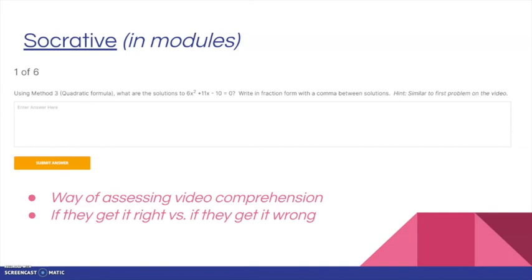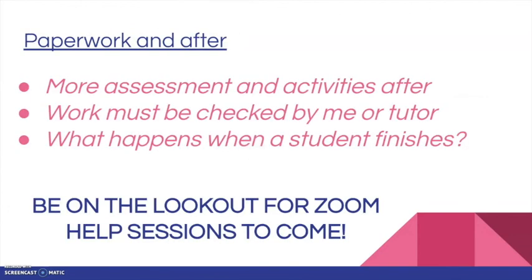If they get it right, they just keep moving, and if they get it wrong, they have to raise their hand and talk to me about why they got it wrong and how they can get it right next time. If they do that, I sign it and they still get full credit. And then finally, they have some paperwork after. On the paperwork, this is a great way to get more assessment, and I check it as they go, again, to make sure that they have correct answers.